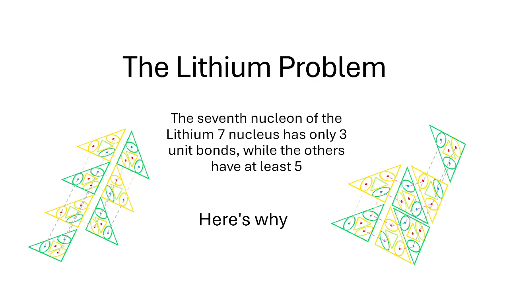The lithium problem. The seventh nucleon of the lithium-7 nucleus has only 3 unit bonds, while the others have at least 5. Here is why.